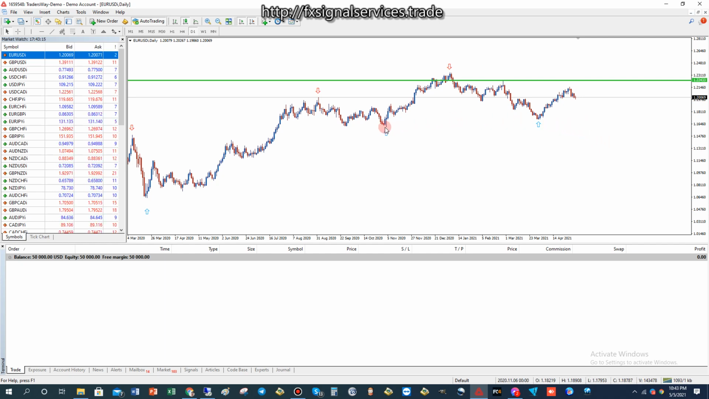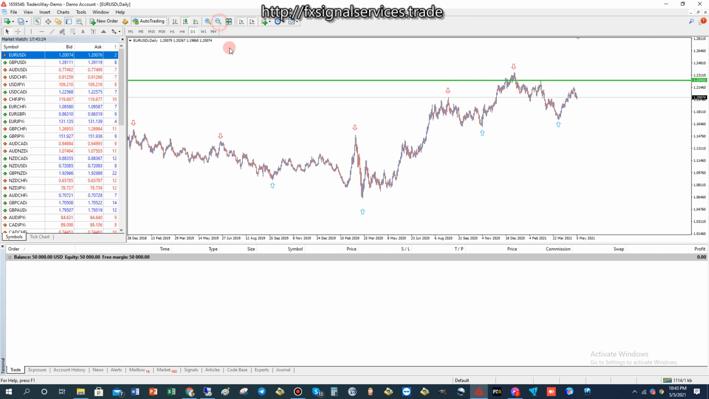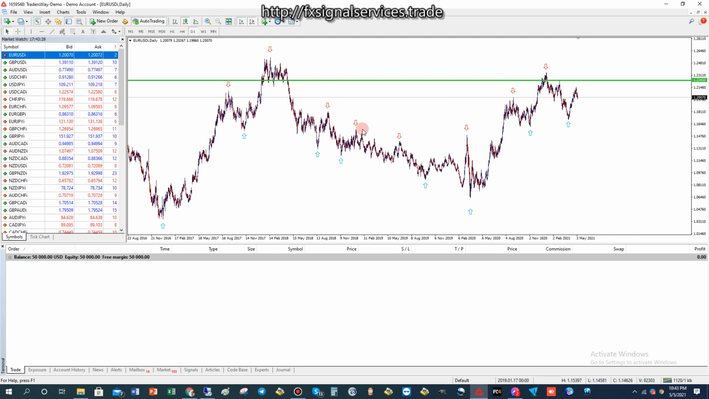Typically you have an arrow form and then the next will be the opposite color. Okay, but there's no guarantee. If I zoom out, watch this. Here we have two red arrows in a row. We have a red arrow followed by another red arrow, but they're still going in the down direction, right?